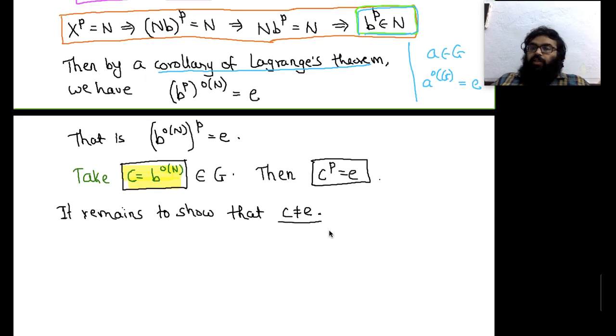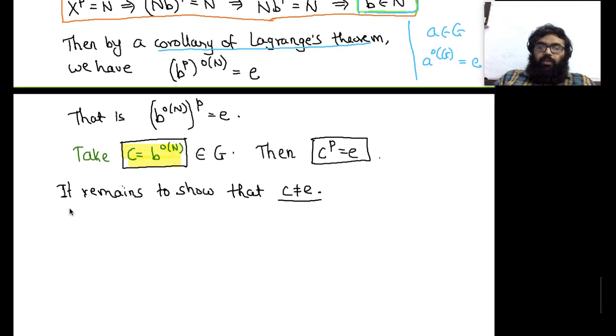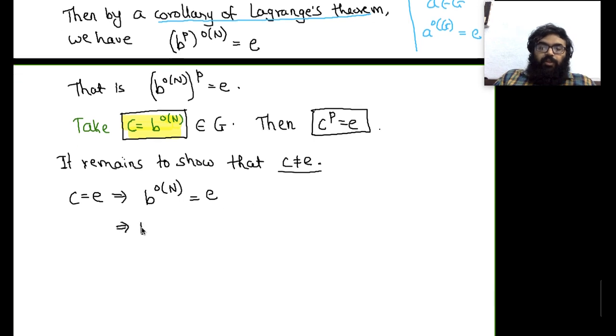And now we have to show that C is not equal to identity. So suppose C equals identity. This implies what? C is b power order of n, and this is identity. If b power order of n is identity, take this coset n b power order of n. This equals ne, which is n. But what is n b power order of n? This is nb, how many times? Order of n times. So this coset nb, order of n times, equals n.